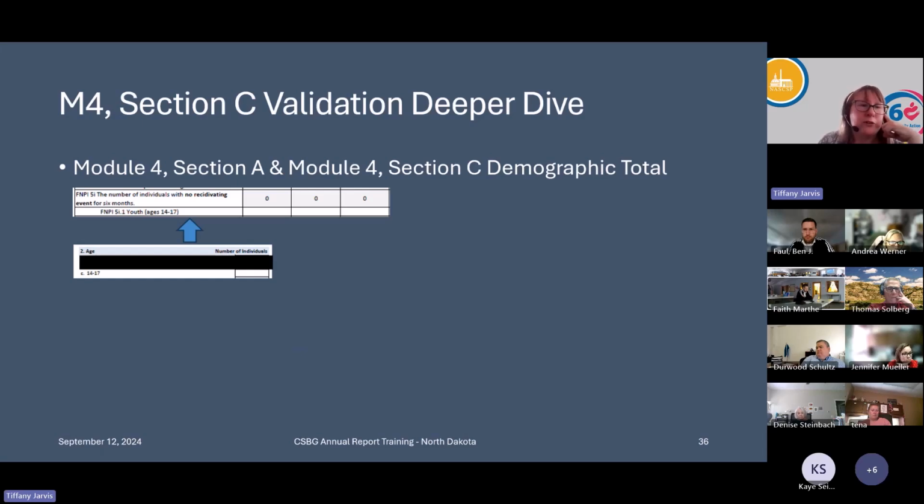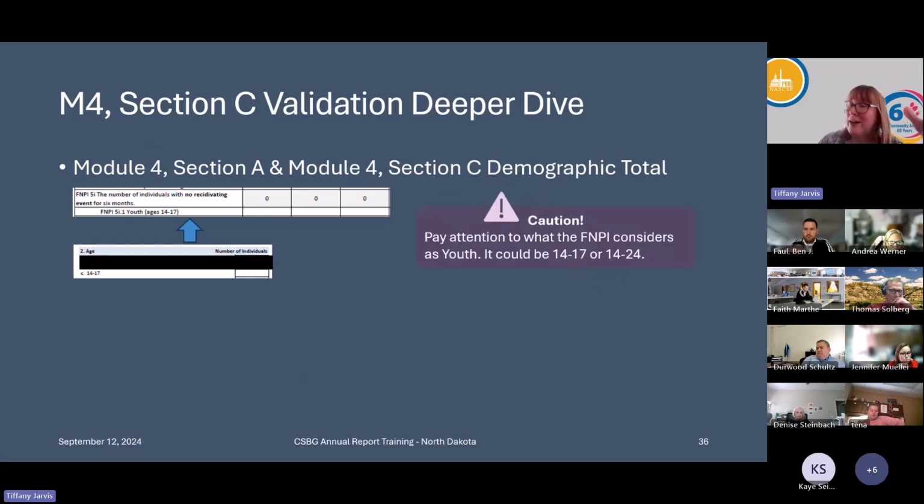Deeper dive demographic total again, 14. We're looking at those 2 together. Pay attention to what the FNPI considers youth. This is where, when I was telling you about the data valid culture, you need to make sure that the people who are tracking know what they are tracking, because this one is 17 to 14, but the employment FNPI that talks about youth is actually 14 to 24.